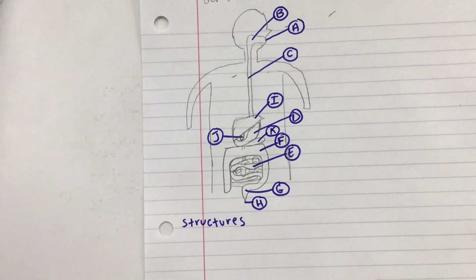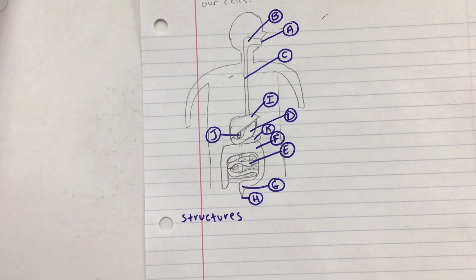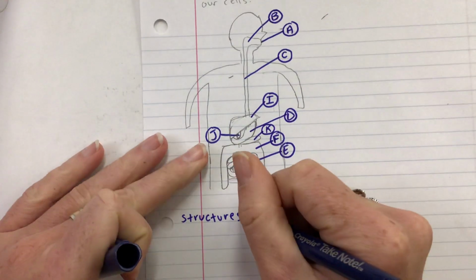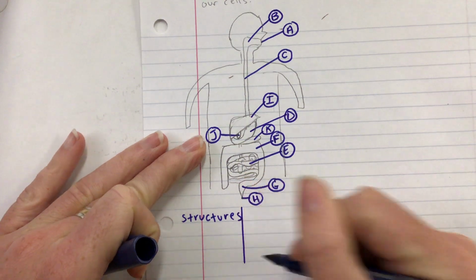We'll zoom out in case you need it. So next, we're going to go down below. We're going to set up our chart. So we have structures written. So we're going to write the structures over here.